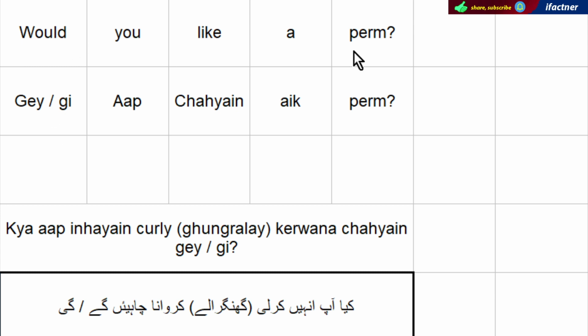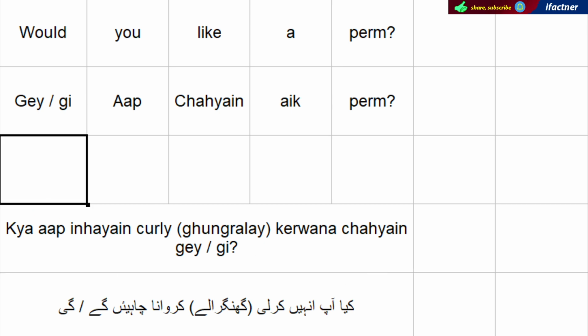Would you like a perm? In Urdu, क्या आप उन्हें कर्ली और घुनघुराले करवाना चाहेंगे? For male. And for female we will ask, क्या आप इन्हें कर्ली और घुनघुराले करवाना चाहेंगी? घुनघुराले is curly. Now we can translate would as gay for male and gi for female. We write gay as gaaf badiye gay and gi as gaaf chotiye gi.